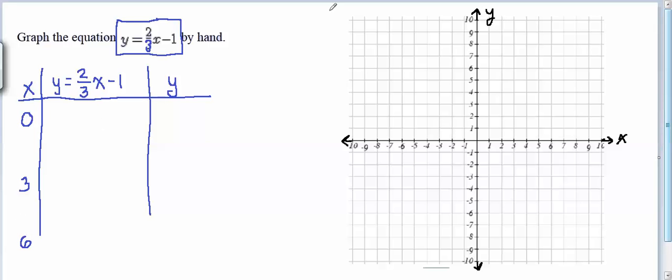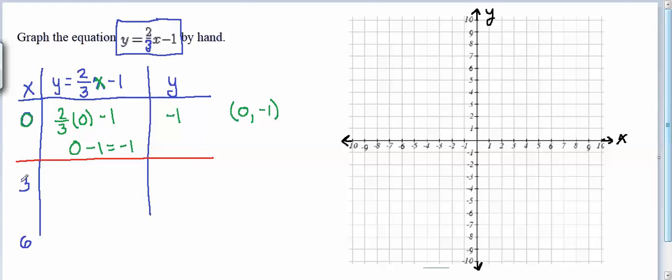Okay, now I'm going to do my work to say when x equals 0, what is y? So I plug in x equals 0 to the x in my equation. So what I have is 2/3 times 0 minus 1. Well, 2/3 times 0 is just 0. So I have 0 minus 1, which is equal to negative 1. So that's telling me when x is 0, y is negative 1. So I have my first ordered pair there, 0, comma, negative 1. All right, let's do the next one.